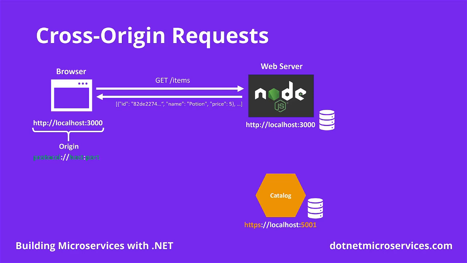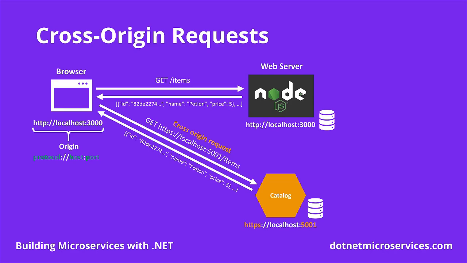Now, when the catalog section is requested, the browser makes a GET request to the REST API at the origin of the catalog microservice, which is HTTPS localhost 5001. Since both the protocol and port of the catalog microservice are different than the one in the browser, this is known as a cross-origin request.